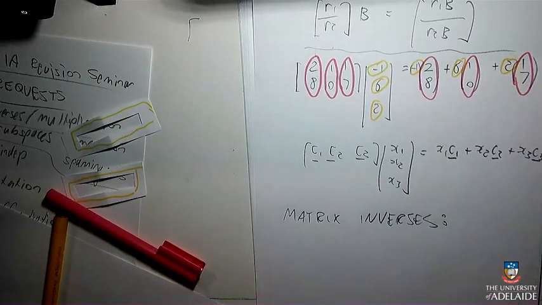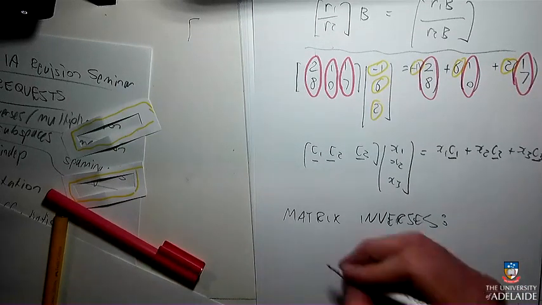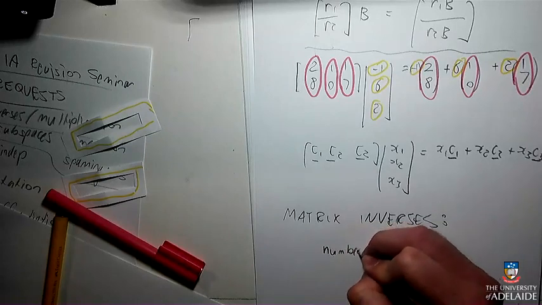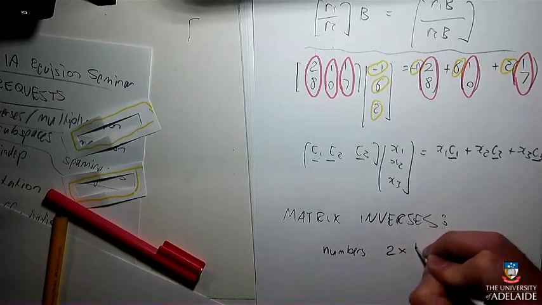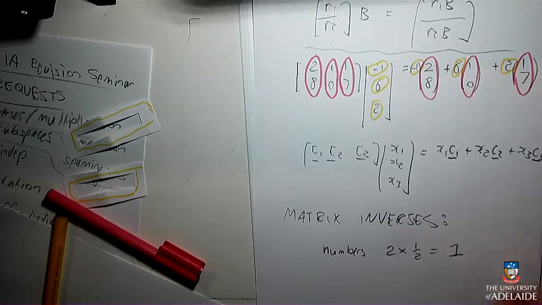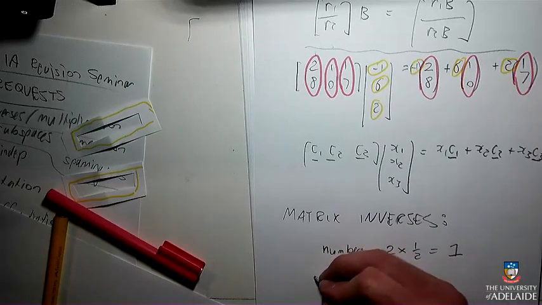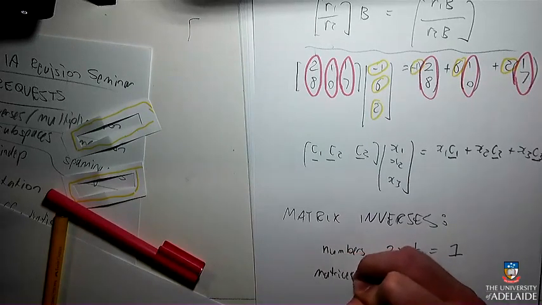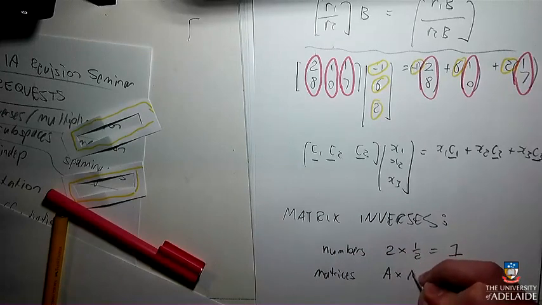So matrix inverses, the idea is that with numbers, if I have 2 times the number a half, I get 1. And 1 has the property that if I multiply it by anything, nothing happens. So with matrices, if I have a matrix A times a matrix called A to the minus 1, I get the identity matrix.